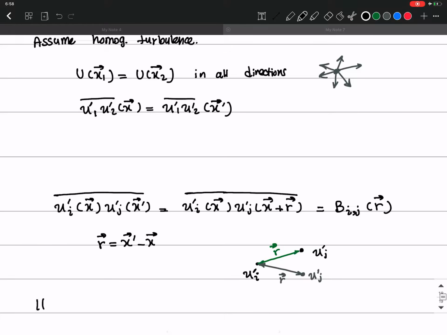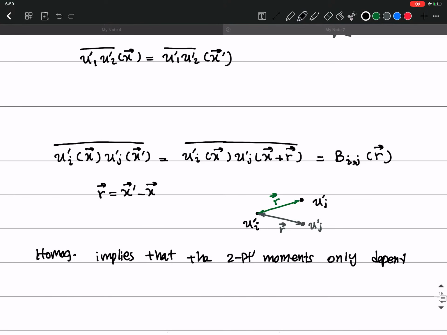So homogeneous turbulence, or homogeneity, implies that the two-point moments only depend on r equal to x' minus x.